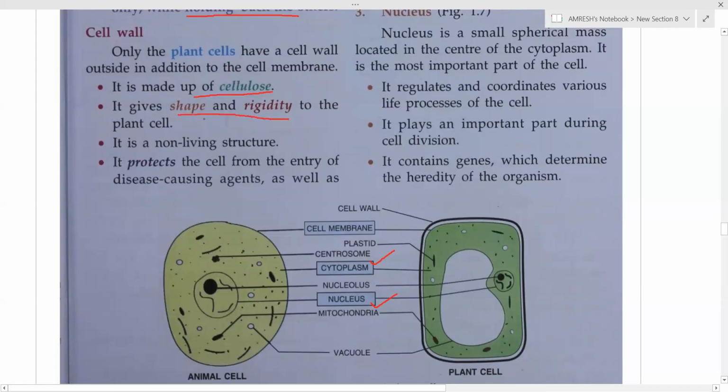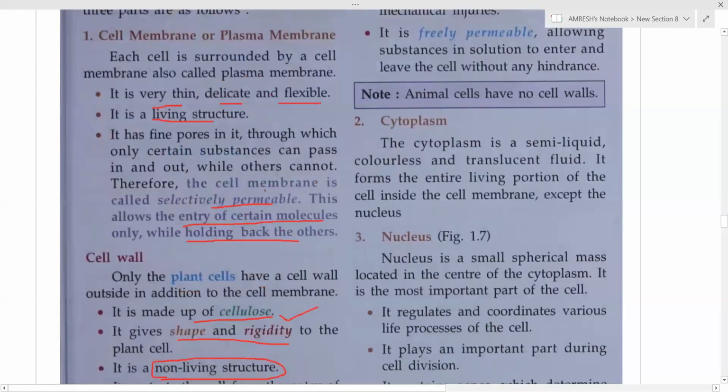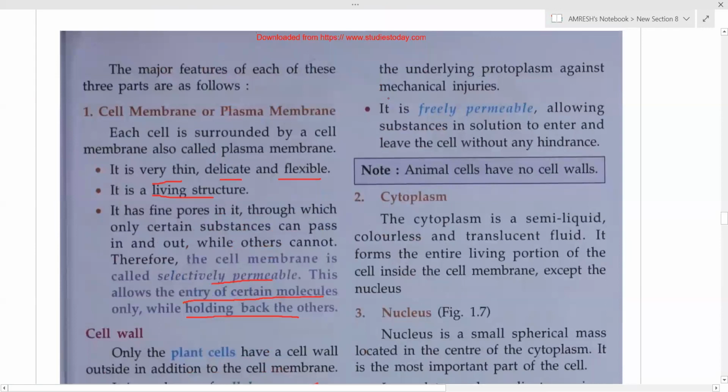Animal cells don't have a cell wall. Plant cells have a cell wall. Why? To give shape and rigidity to the plant cell. It is non-living in nature. Why? Because it is made up of cellulose. It protects the cell from the entry of disease-causing agents as well as the underlying protoplasm against mechanical injury.